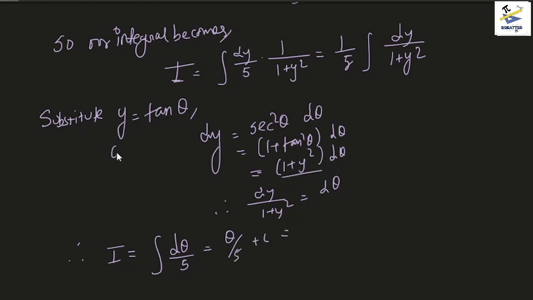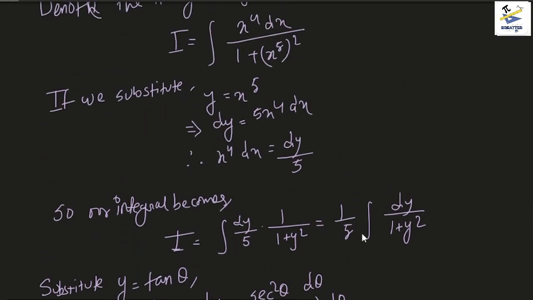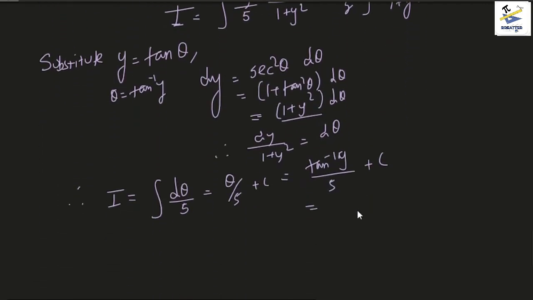But theta, as you know, if y is tan theta, then theta would be tan inverse y. Then the answer would be tan inverse y by 5 plus c. But we also need to put back the value of y, which we substituted as x to the power 5. So the answer would be tan inverse x to the power 5 whole divided by 5 plus c, which is our answer, right?